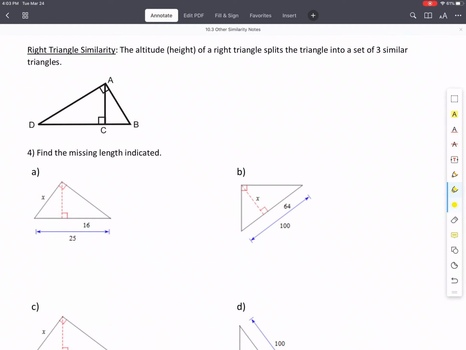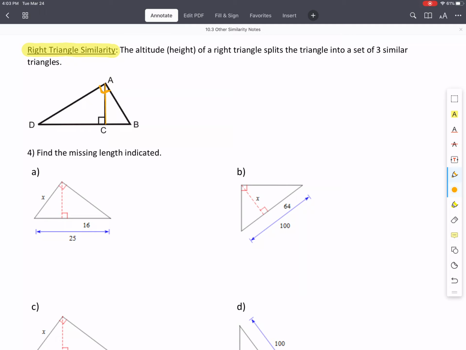Alright guys, so let's go ahead and finish up the last thing we have for 10.3, and that is the right triangle similarity. And this says that the altitude, or the height, of a right triangle, so this is a right triangle because we have it given this right angle right there. So the altitude is this line right here. So we have that one splits this triangle into a set of 3 similar triangles. So we're going to be able to break this up into 3 triangles.